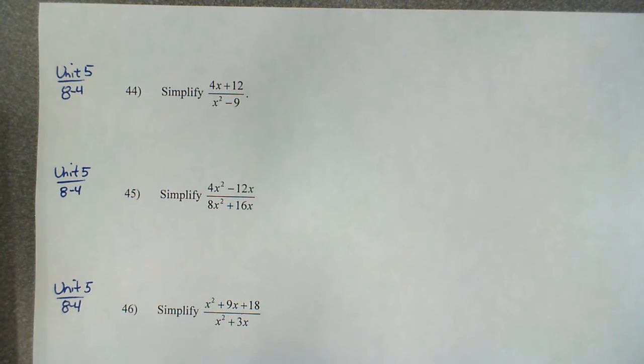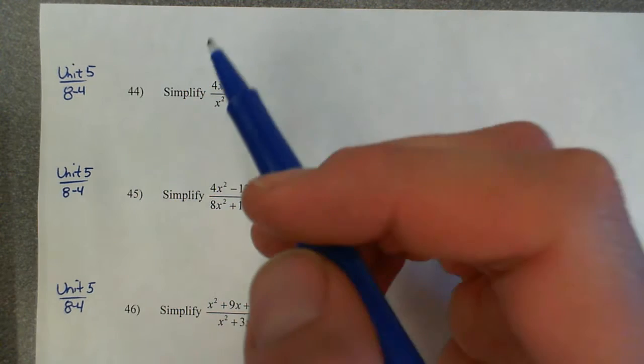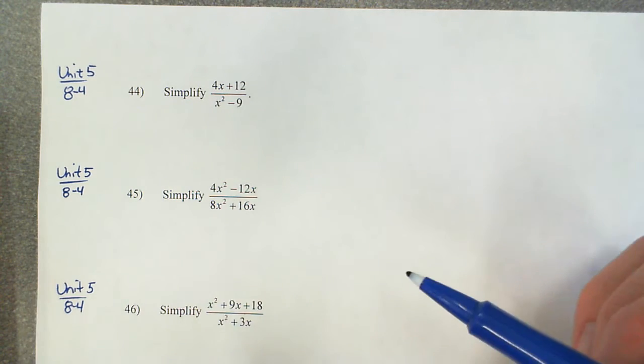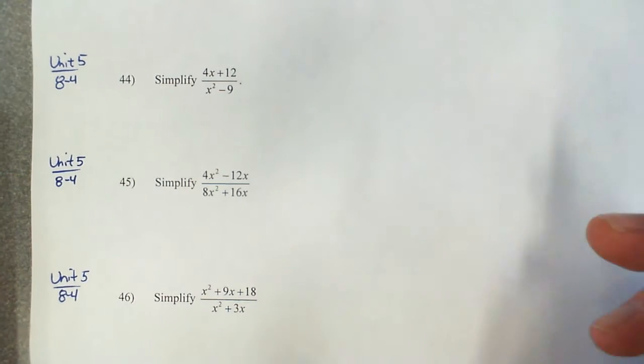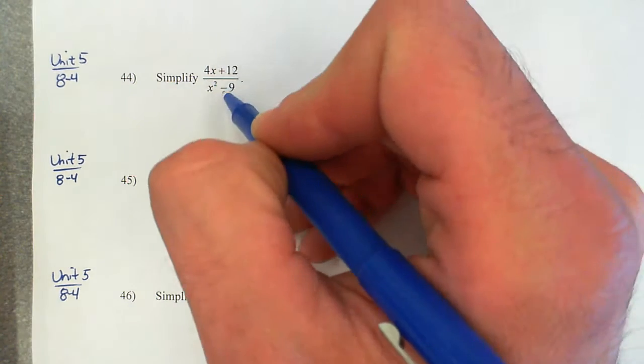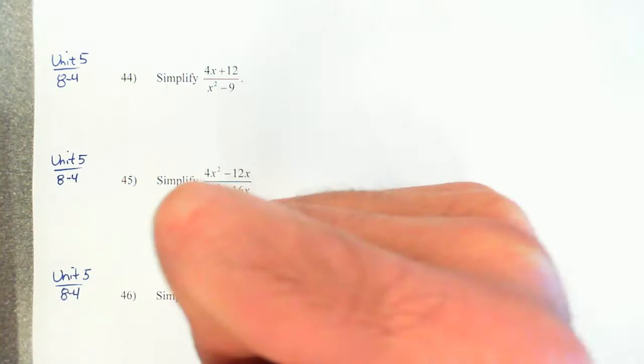Alright, in this video we're going to look at questions 44 through 46, and these are from Unit 5. This is just simplifying fractions. So recall the process here will be to factor, factor, cancel.